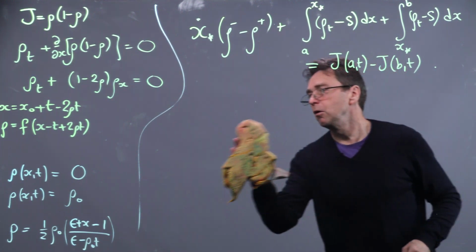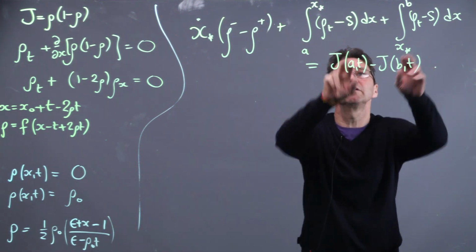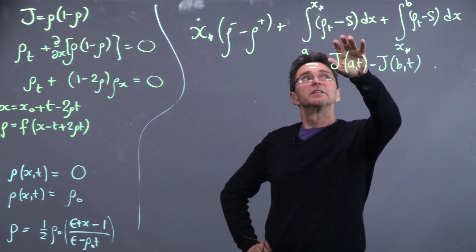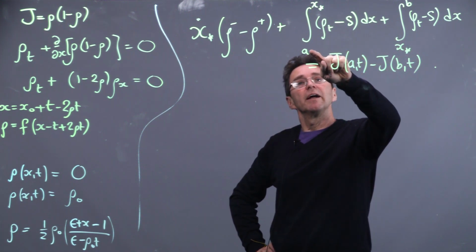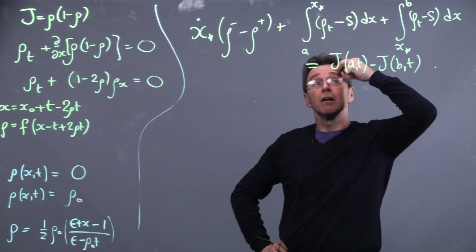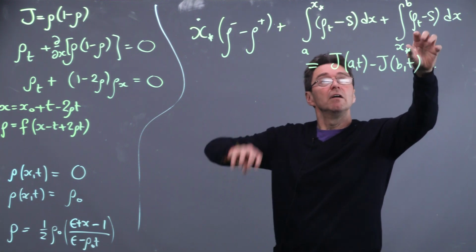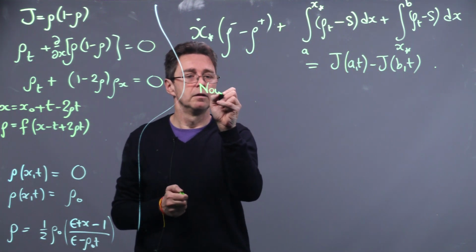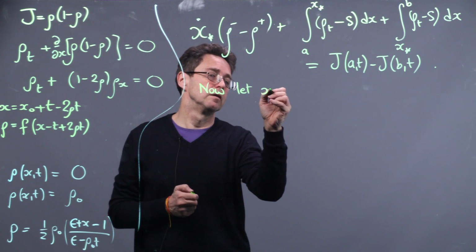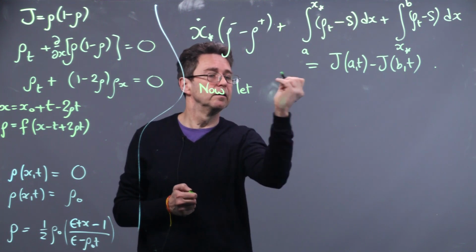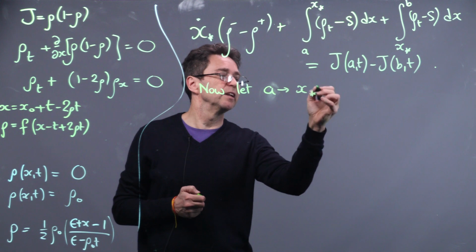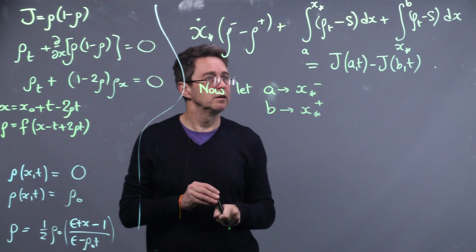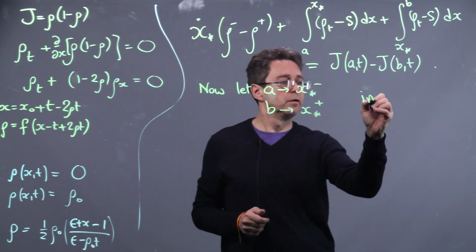Well, one thing I can do is I can eliminate the integrals. These things are continuous since I've eliminated the discontinuity. And so if I now let A get very, very close to x star and B get very, very close to x star, those things converge to 0. Now let A go to x star, really from the left, and B go to x star, really from the right. Integrals disappear.